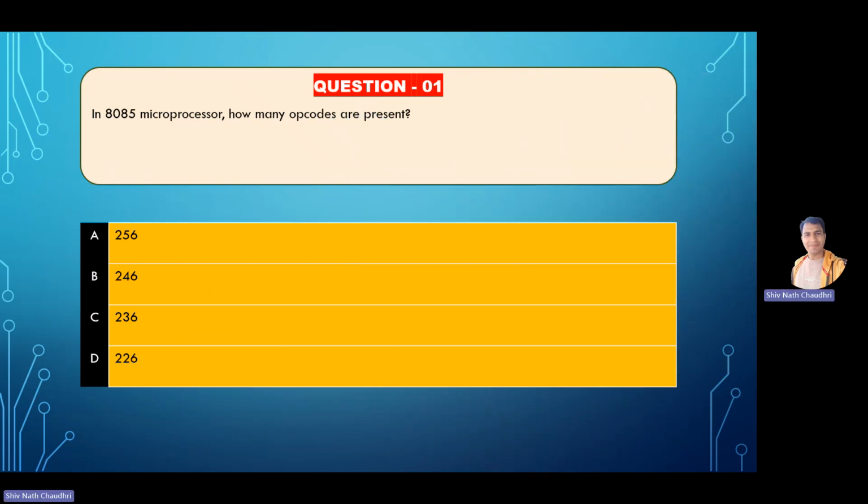In these multiple choice questions, the first question is: in the 8085 microprocessor, how many opcodes are present? You know the width of the data bus in 8085 is 8 bit. So 2 to the power 8 is 256. So there are possibilities of 256 opcodes in 8085, but only 246 codes are defined. So the right answer for this question is 246.